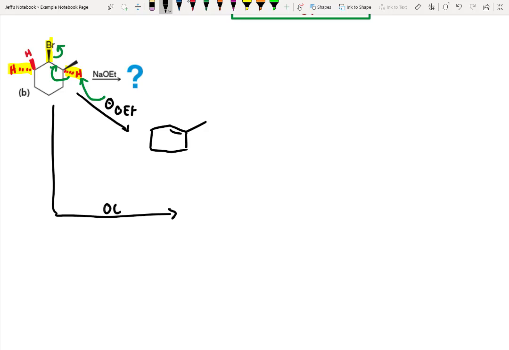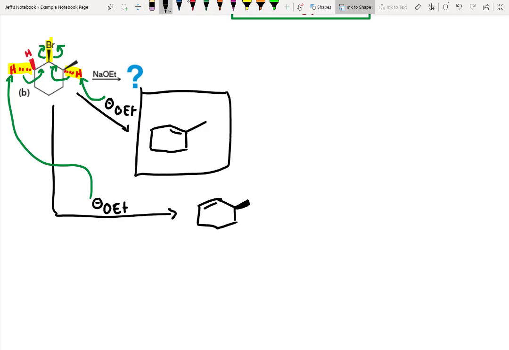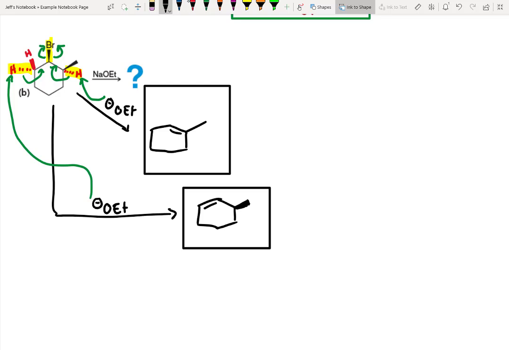Another option, if we think about ethoxide, would be to go after the other beta proton that's anticoplanar. So we could go after this one, clamp down, and kick off our leaving group, and get the double bond in the other position. So if we get our double bond here, the methyl group in this case would remain a wedge. So in this problem, we're going to get two different products. We get this product right here and this product right here. So it's interesting. We get two different products.